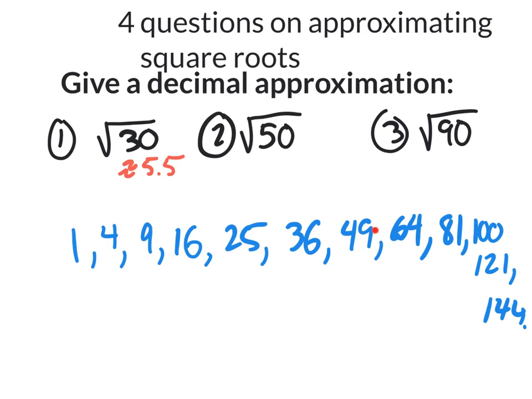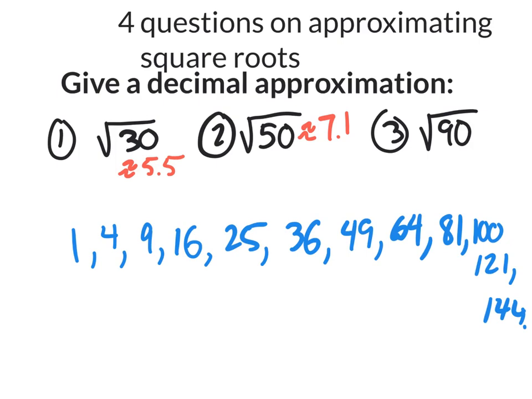It's really close to 49. So what's your actual answer to the square root of 50, approximately? 7.1. Excellent, right? It's approximately 7.1. That's just saying it's a little bit more than 7. So the square root of 49 is 7, so the square root of 50 has to be a little bit more than 7.